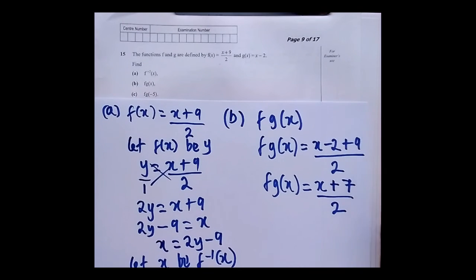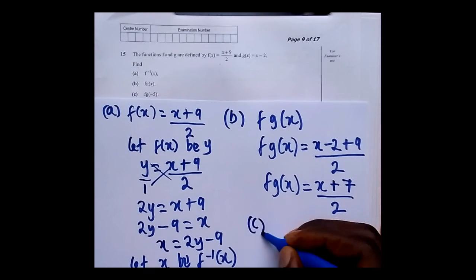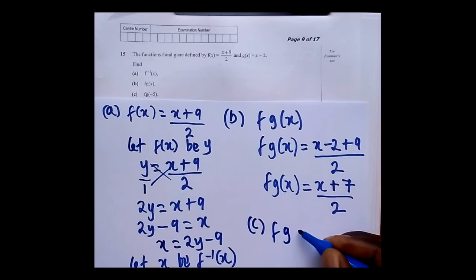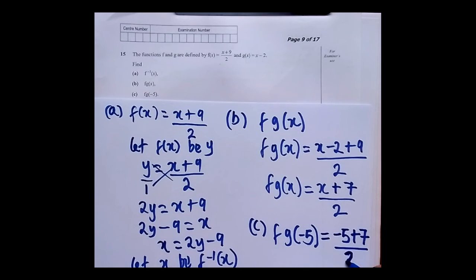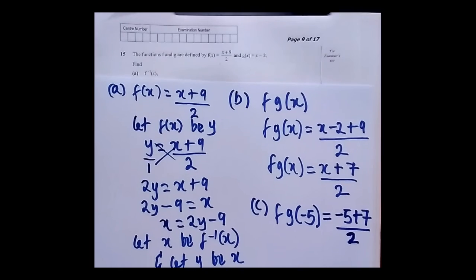Then the third part is C, fg of negative 5. Since we worked out fg of x as (x plus 7) over 2, this just means that on x, we're going to substitute negative 5. So to get the value for part C, we'll just substitute. Where there's x, we put negative 5. So what is (negative 5 plus 7) divided by 2? What is this going to give us?